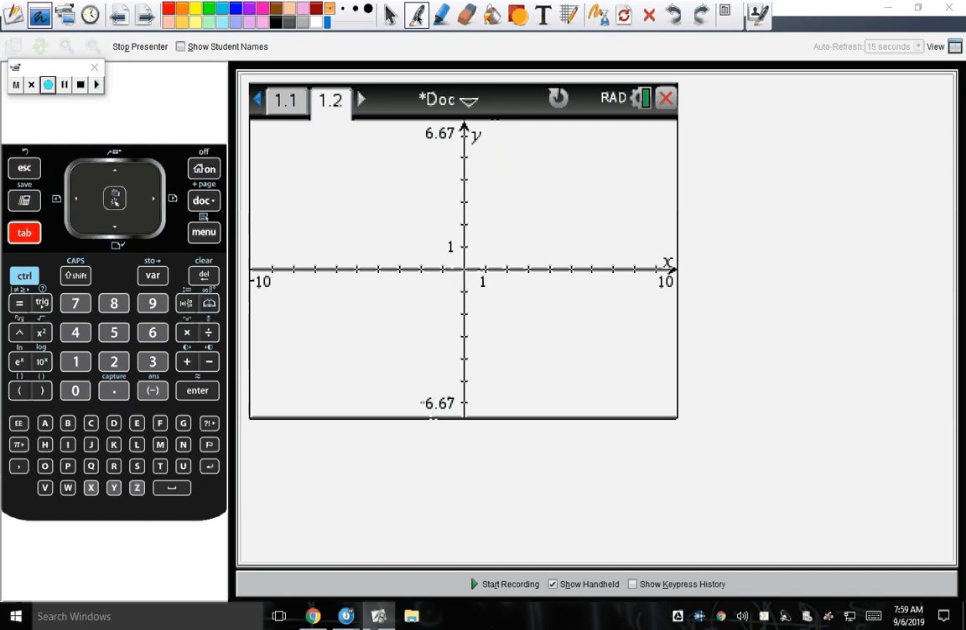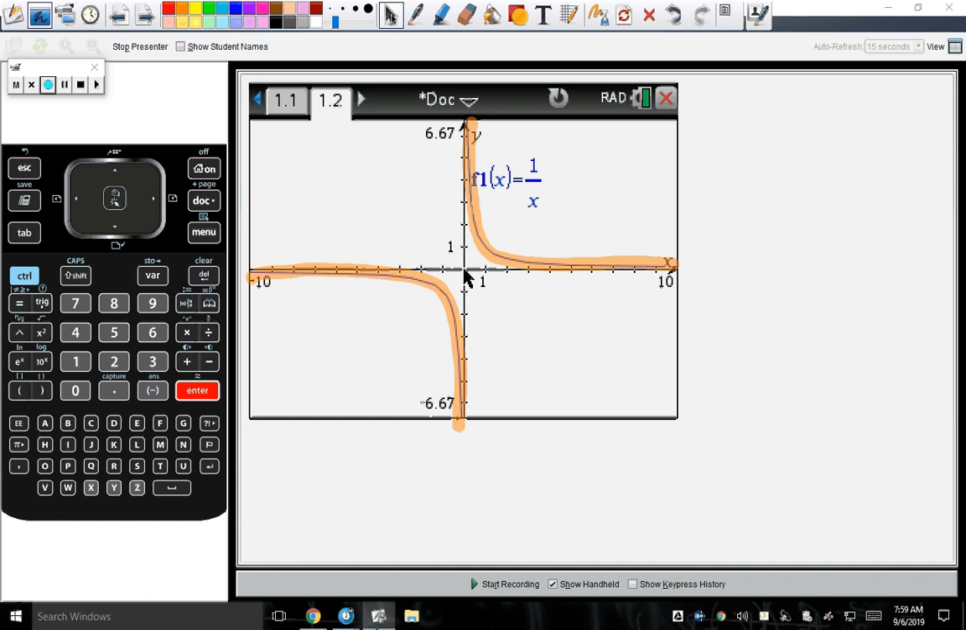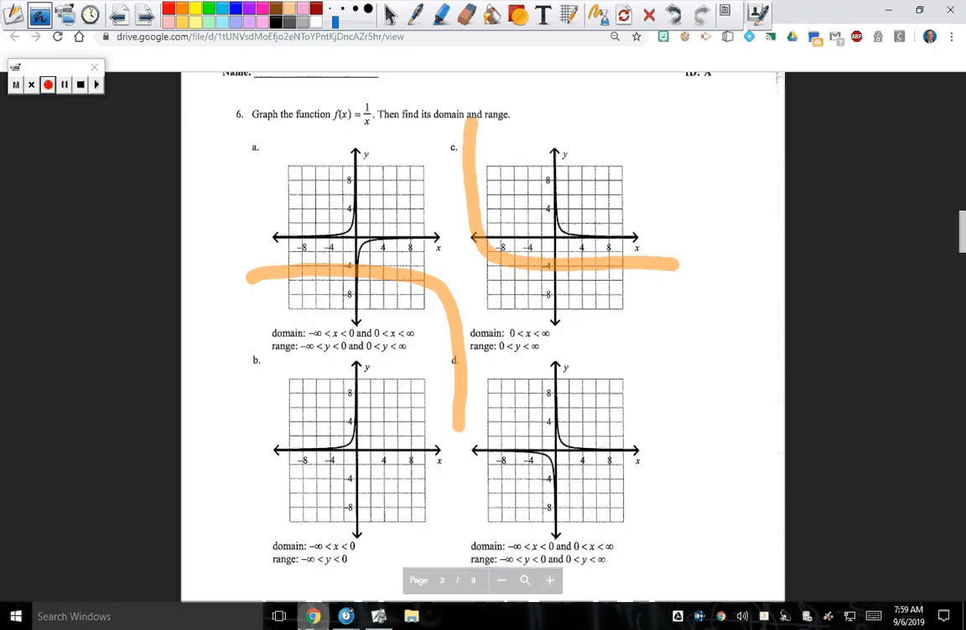Now press tab to get to your y1. And we're going to graph that 1 over x. So let's go control divide, and we'll put 1 over x, and we'll press enter. And there's our graph. So we have a piece way over here on the bottom and over here on the top. So the bottom left, top right. So if we go back to our graph, we want something that looks like this.